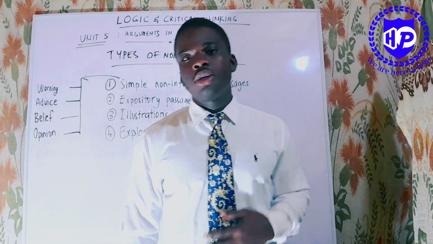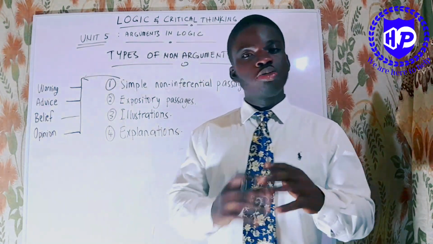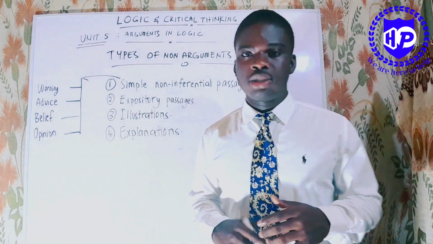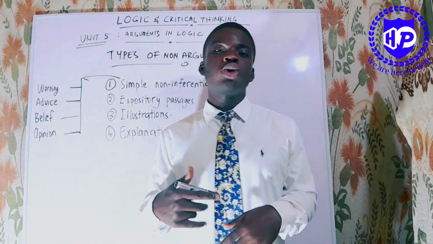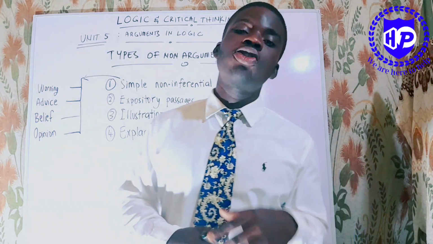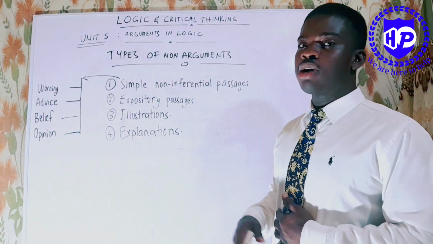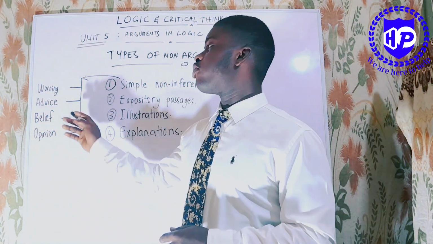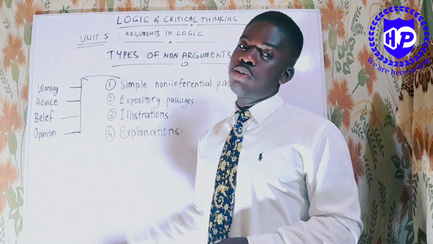Right. Now, in the beginning of this video, I stated that an argument is the main agenda behind the course Logic and Critical Thinking, right? Now, for you to understand more of what an argument is, it will help to know what an argument is not. So I have types of non-arguments. First, simple non-inferential passages. They come in the form of warnings, pieces of advice, beliefs, or opinions, right?